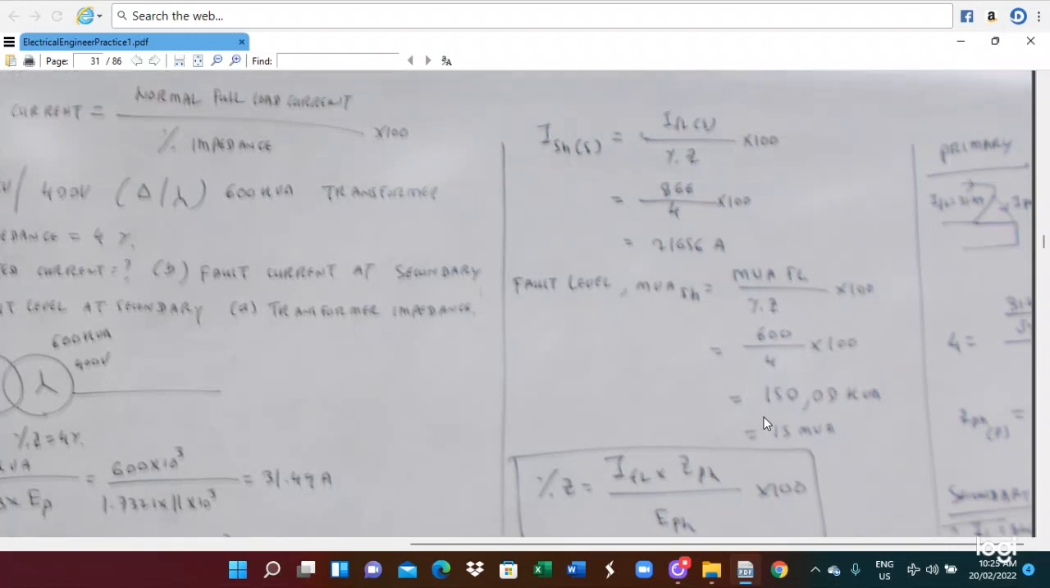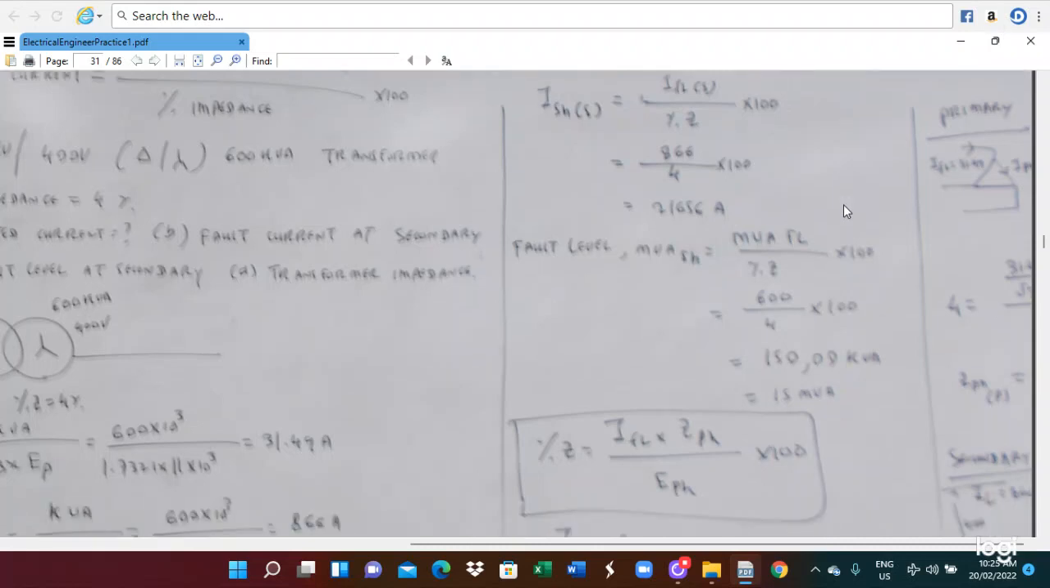Then we have to calculate the fault current of the secondary. The fault current of the secondary is the secondary's full load current, which we calculated as 866, divided by the percentage impedance, 4%, multiplied by 100. So 866 divided by 4 multiplied by 100, you get 21,650 amps. This is the short circuit current we can calculate. Then we can also calculate the MVA.